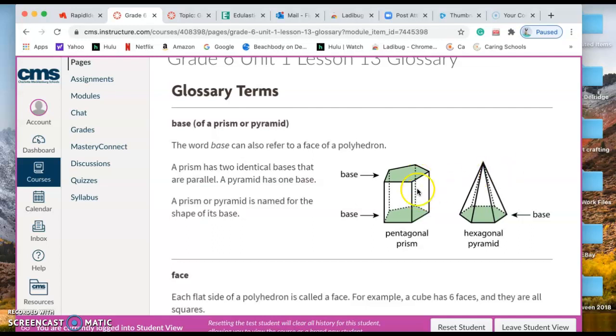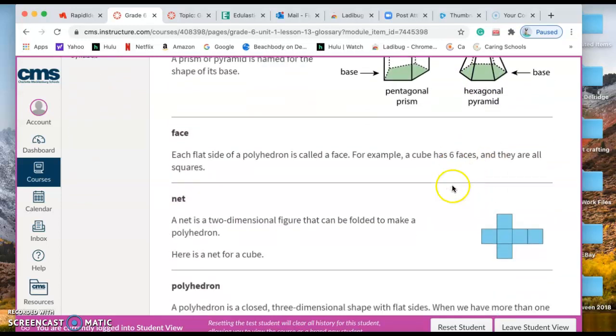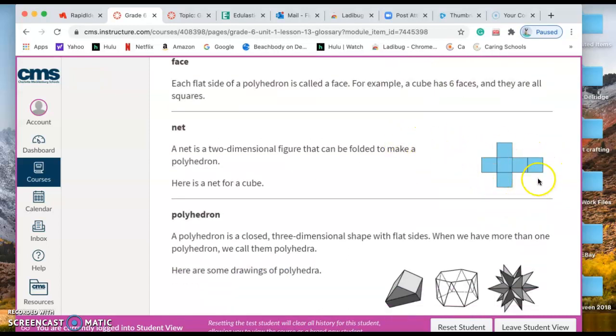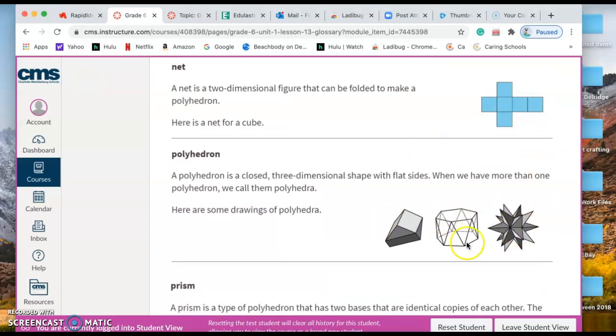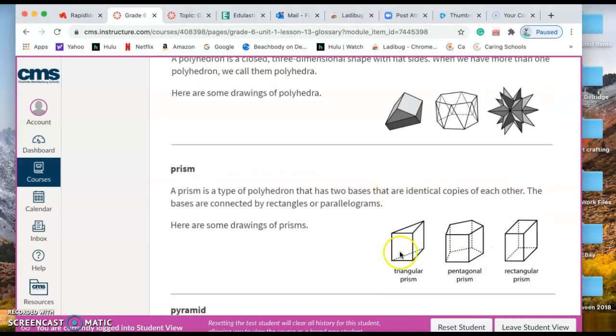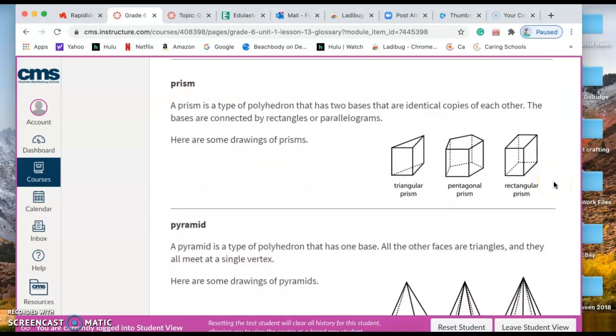But here's a prism, again, connected by rectangles. And it's called a pentagonal prism because it has a pentagon base that matches the other pentagon base. This guy's a hexagonal pyramid because remember, every pyramid has triangles as the sides. And they all come to a point. They can have any base you would like, just as long as they have flat sides. All right? Faces, that's the sides. Net, two-dimensional version of a 3D. Polyhedron, enclosed figure with flat sides. Prism is some type of polyhedron that has two congruent bases, and they're connected by those rectangles.